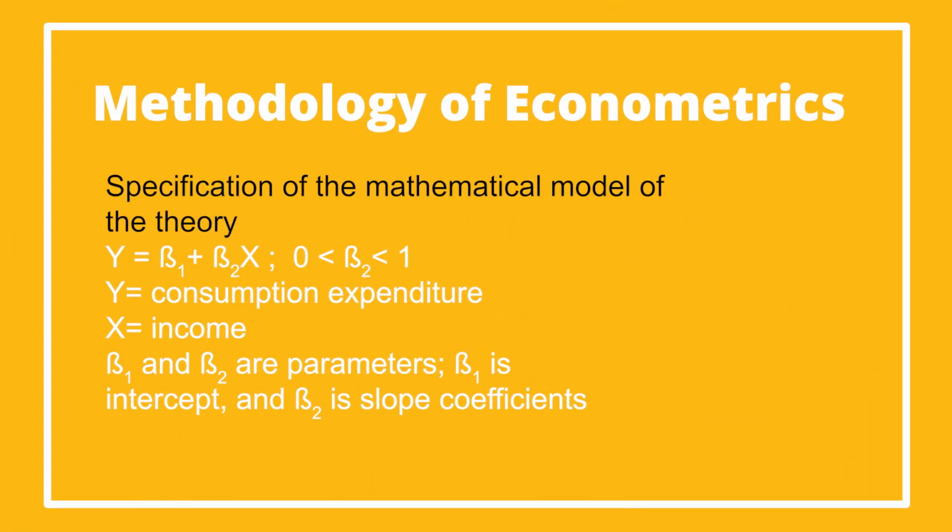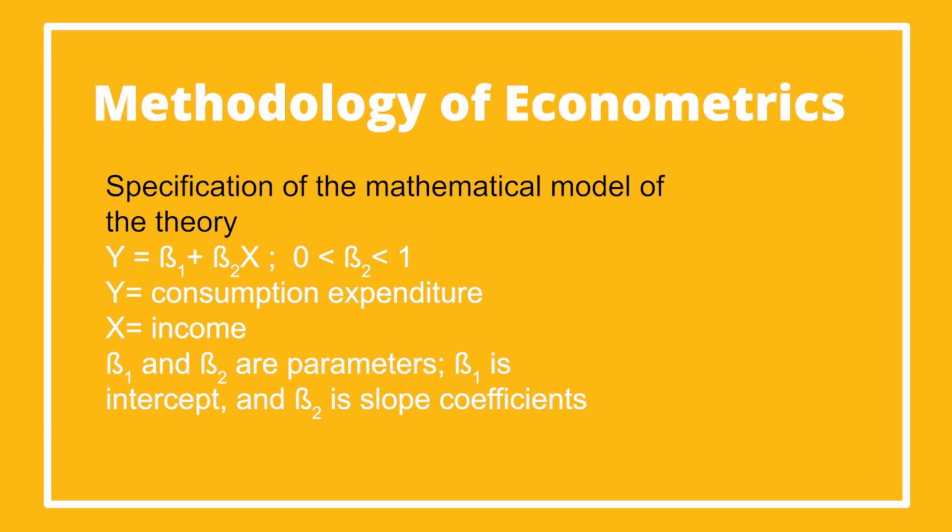Secondly, we refer to a very important mathematical model of the theory, that is the empirical specification of an econometric model. This refers to the dependent variable y and the independent variable x. As we can observe, y equals beta 1 plus beta 2 x, and we observe that the slope of the function, which is beta 2, lies between 0 and 1. This is deeply rooted in the economic theory of the consumption function, that when income rises, consumption also rises, but less than the increase in income.